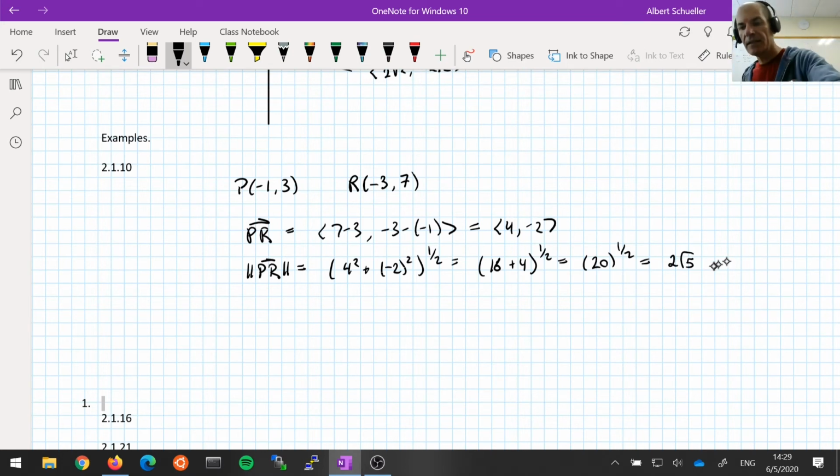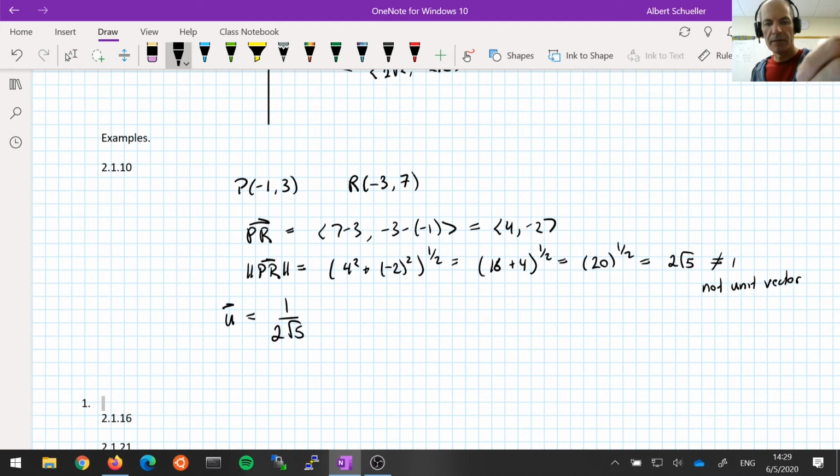So that's definitely not 1. So this is not a unit vector. But we can make it a unit vector just by multiplying by 1 over 2 root 5 this vector for negative 2. I'm perfectly comfortable if you leave your answer like that.